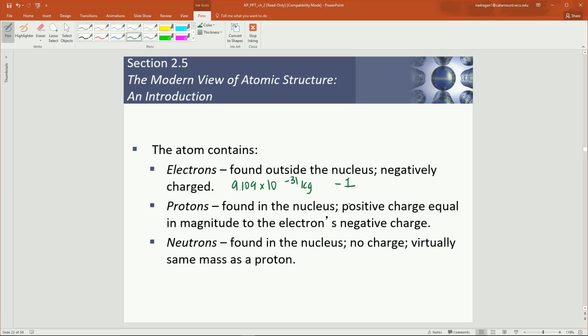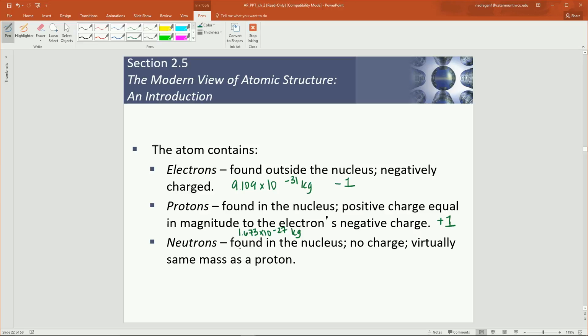Protons are found inside the nucleus. They're positively charged, and the positive charge is equal in magnitude to the electron's negative charge. So their charge is +1, and the mass of a proton is 1.673 times 10 to the negative 27 kilograms. I'm just giving you these mass numbers. You don't need to memorize them, but you do need to know that the charge of an electron is -1 and the charge of a proton is +1.